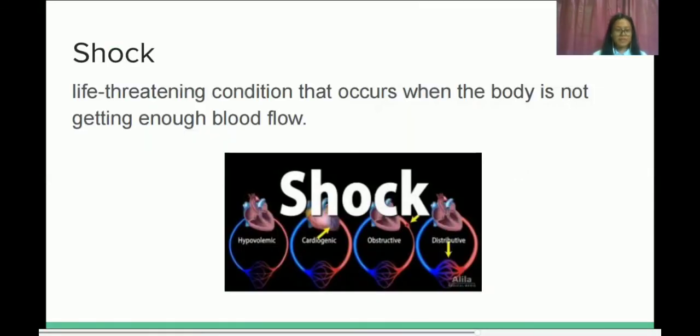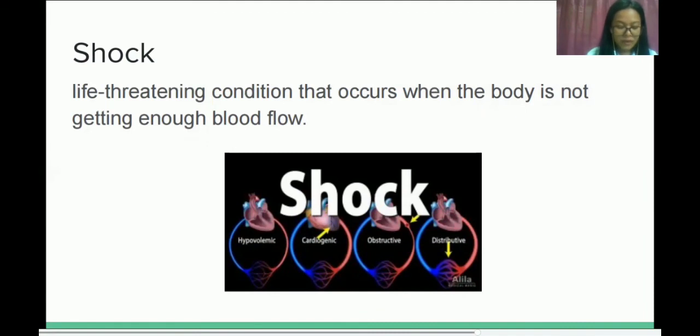So now we will be discussing shock. Shock is a critical condition caused by a sudden drop in blood flow through the body. This leads to abnormally low blood pressure or hypotension.